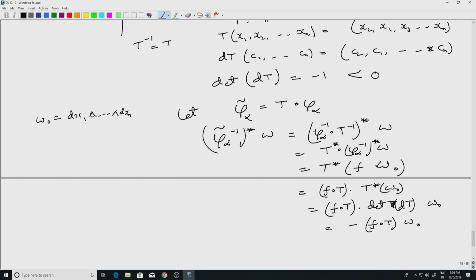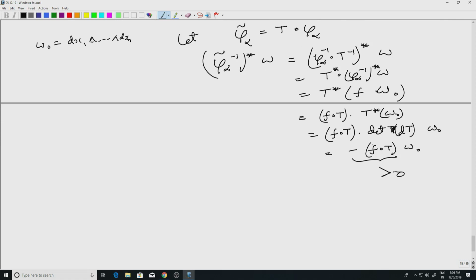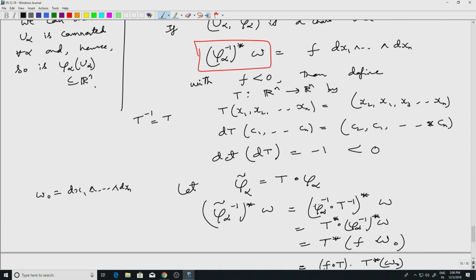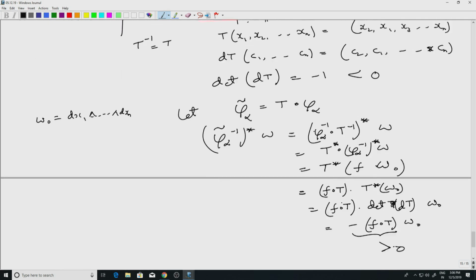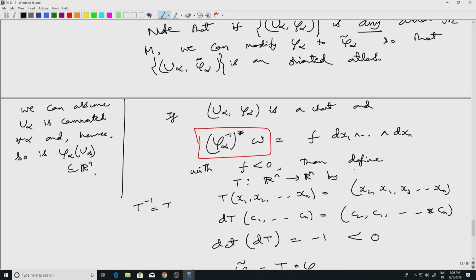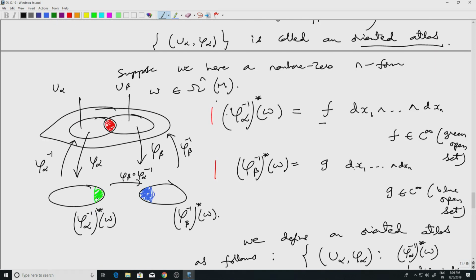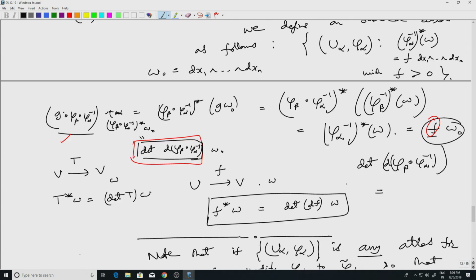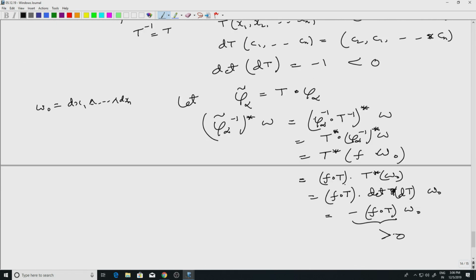So in short, for this new chart map, I got a function here which is strictly positive because f itself was negative. So just by modifying this, by interchanging the first two coordinates, I can rectify so that I have this required property that all of these functions here are positive. And the moment I do that, we have seen that we'll get an oriented atlas.